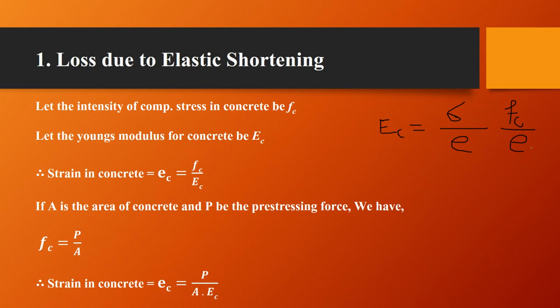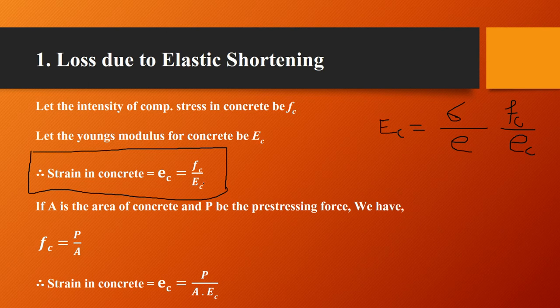The value of Ec can be calculated by using the relation 5700 under root fck. The stress in concrete can also be calculated. So if we know these two values, we'll be able to calculate the amount of strain which is going to happen in that concrete. So we have calculated the strain in concrete: strain in concrete epsilon c will be equal to Fc upon capital Ec, that is stress in concrete divided by modulus of elasticity for the concrete.